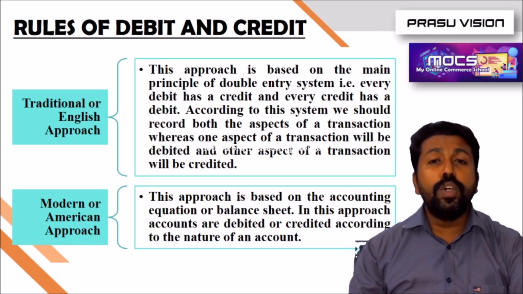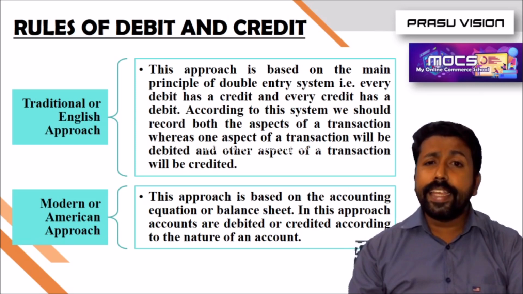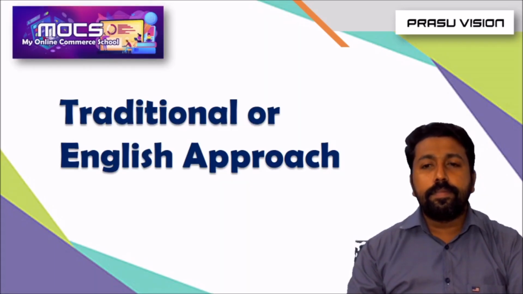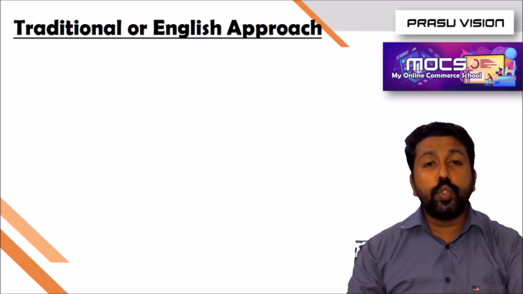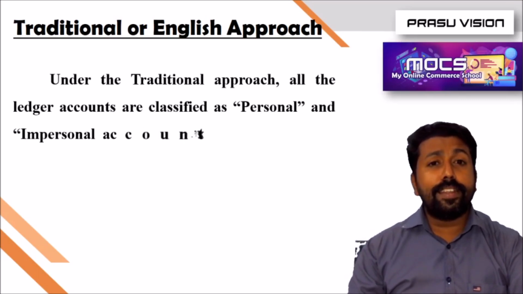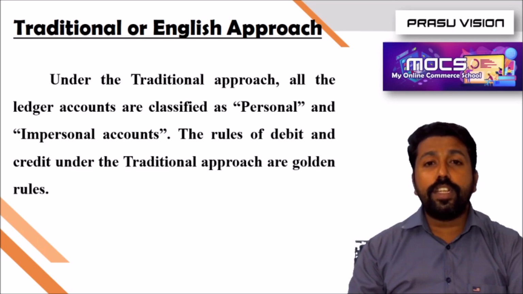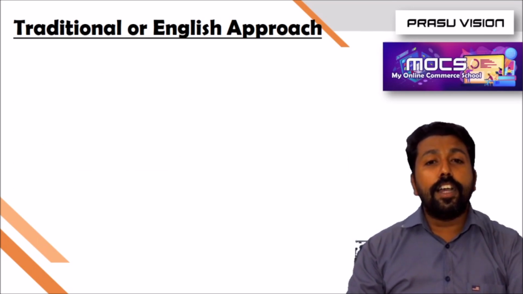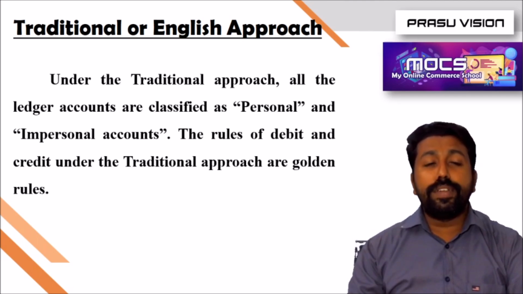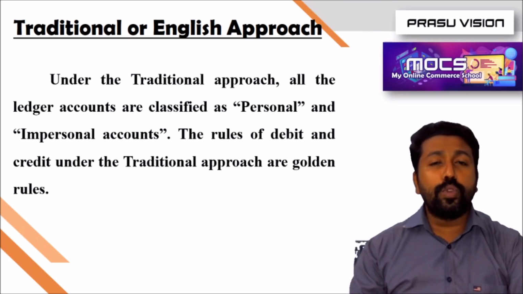Welcome to the first section of the rules of debit and credit, the traditional or English approach. As per this approach, two important accounts are there. Under the traditional approach, all the ledger accounts are classified into personal and impersonal accounts. Remember, the rules of debit and credit under the traditional approach are very important, and we call them the golden rules. Identification of the debit aspect and credit aspect is also very important related to all the rules of accounting.